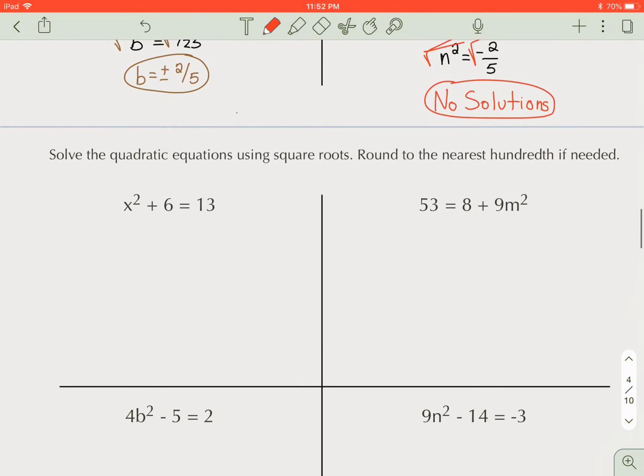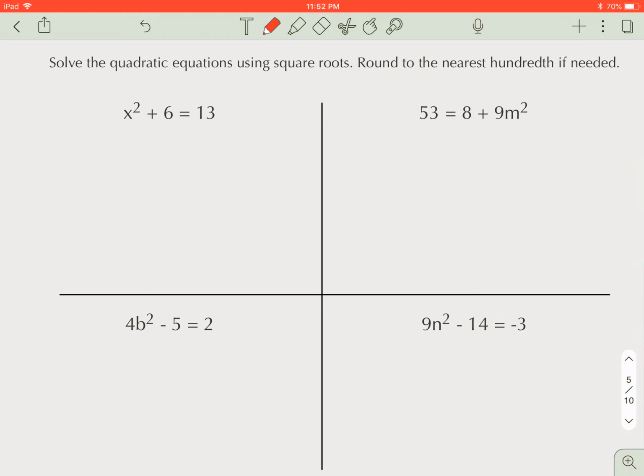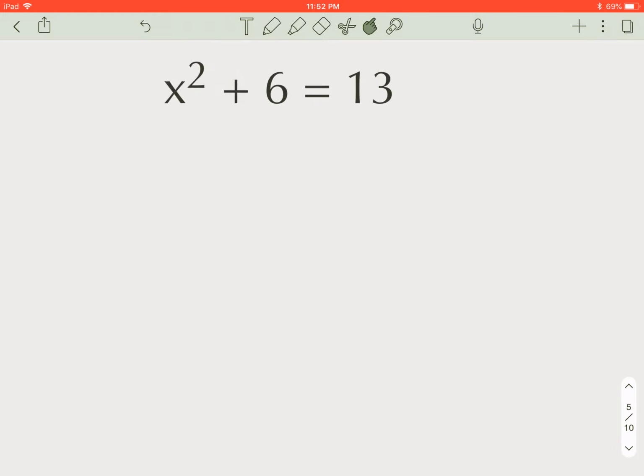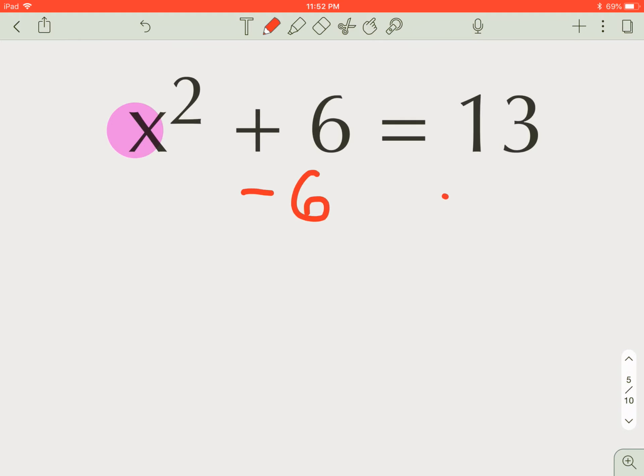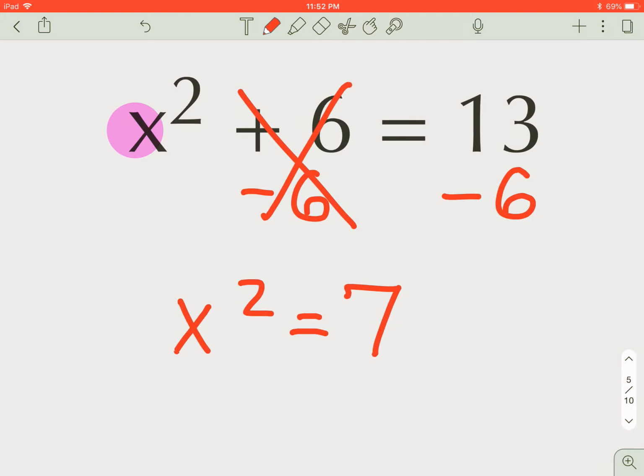Okay. Let's go on to the next slide. The directions on this slide are a little bit different. It says solve the quadratic equations using square roots, round to the nearest hundredth if needed. So if I zoom in on the first problem, I would have to isolate my variable term, which is my x squared. I would do that by subtracting 6 and subtracting 6. Those cancel out. I'm left with x squared equals 7.